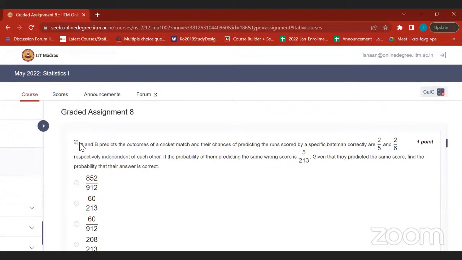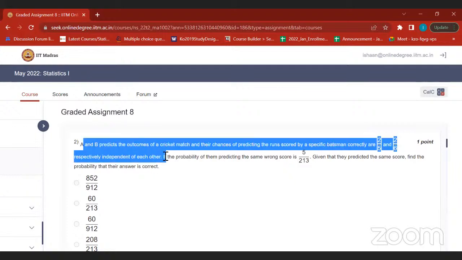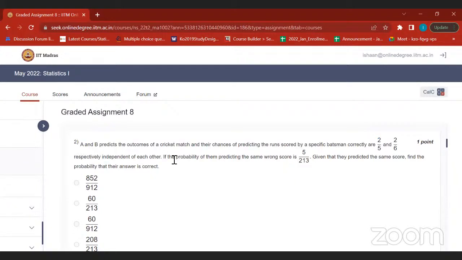Are you guys able to decode the English statement into events? No, sir, that's the problem. In this question also you face this problem. Sir, are there any guides or tips on how to decode these statements into events? It's only practice. Everything is hidden in only these one or two lines. All the information.